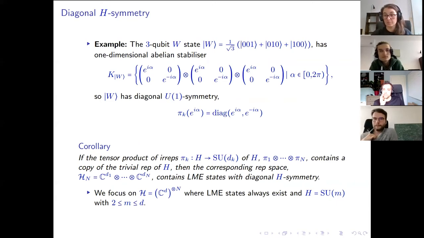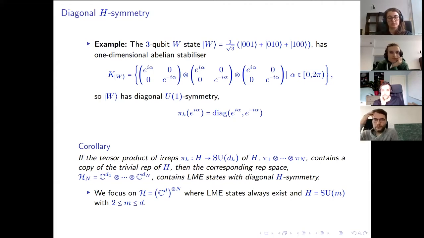Just to give you an example of diagonal H symmetry, let's take the W state. Obviously, it has a one-dimensional abelian stabilizer of this form. Yes, because if you multiply by such elements, you can take out e^{i alpha} as a global phase. So it is stabilized by all such elements because the state remains proportional. So it will have diagonal U(1) symmetry given by this equation I wrote. I mean, all k's are the same. It's just given by this formula.